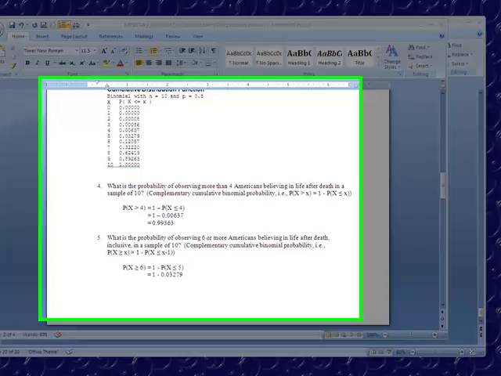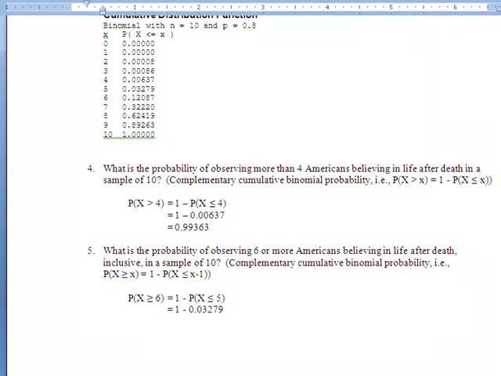So let's look at another question. What is the probability of observing more than 4 Americans believing in life after death in this sample of 10? Now that's more than 4, meaning I'm not going to include 4. I want more than 4, which would mean 5, 6, 7, 8, 9, and 10.